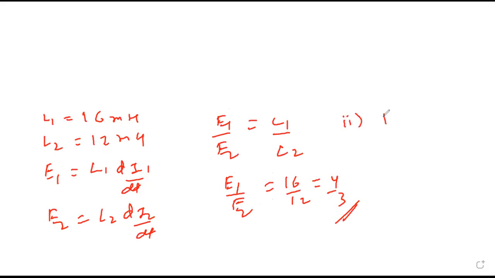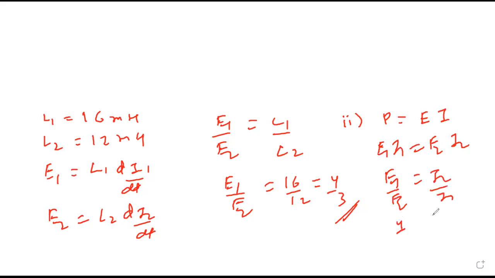Second, what is the power formula? Is it EI? EI means VI is the power? Yes, sir. Power is the same, they are saying. So E1 I1 will be E2 I2. That means E1 upon E2 will be I2 upon I1. 4 by 3 is I2 by I1. So the ratio of current will be 3 by 4.